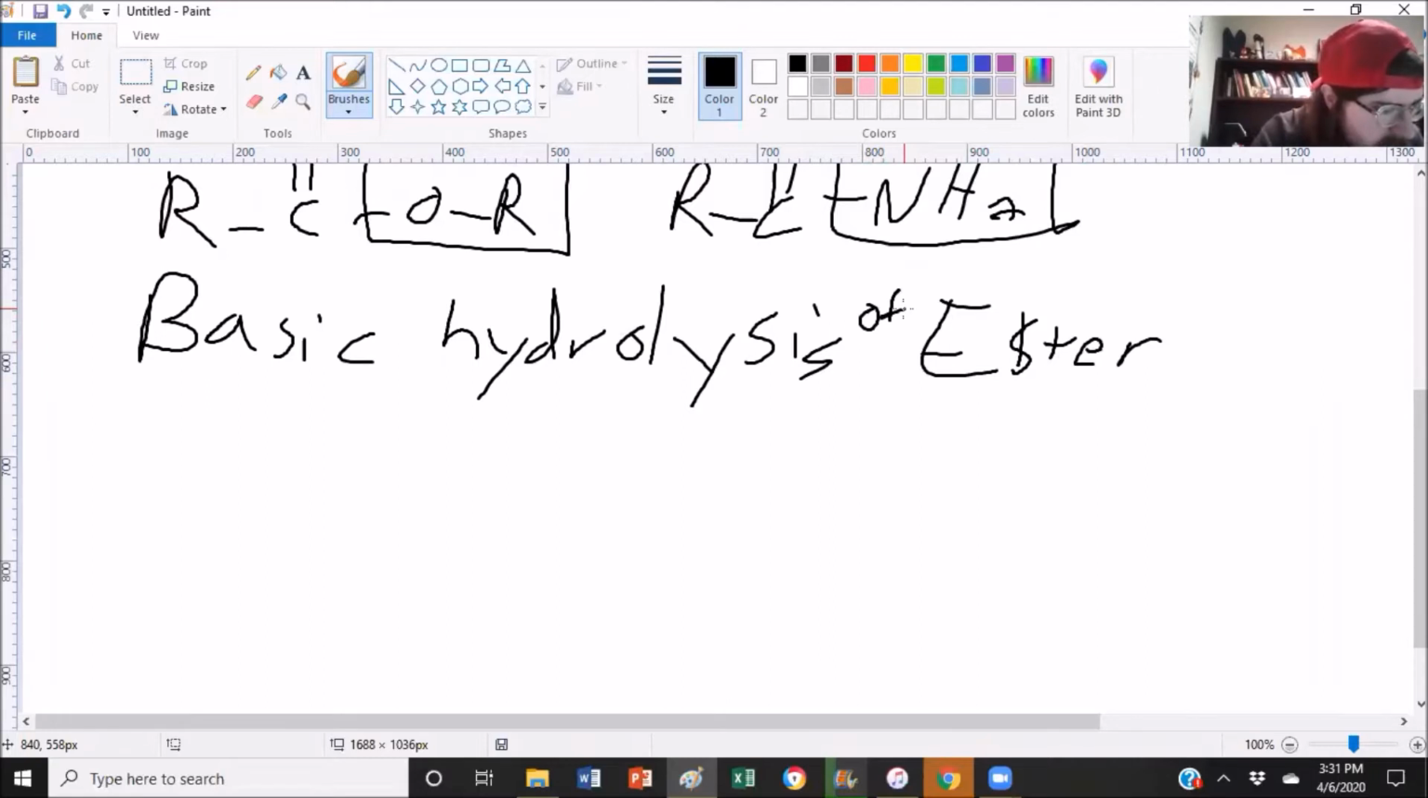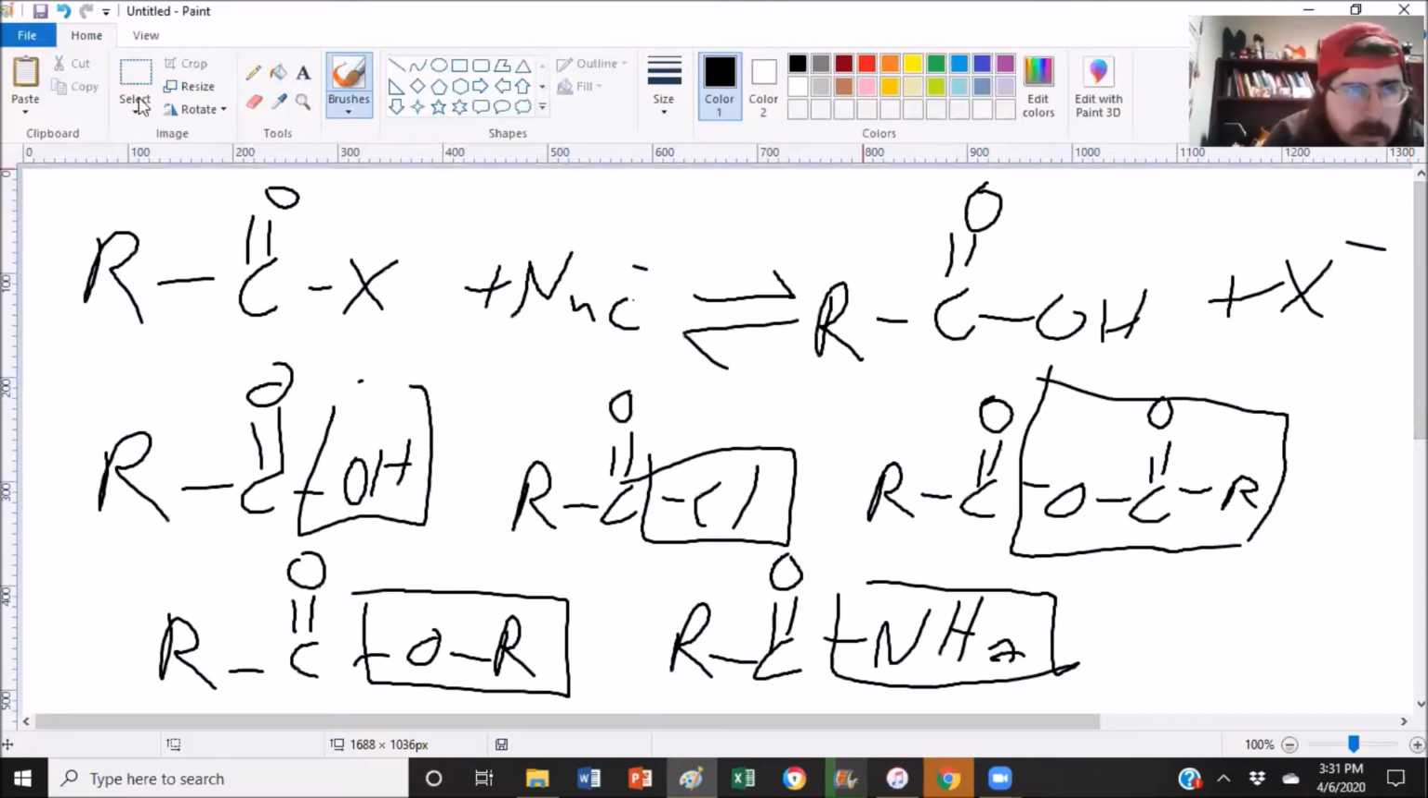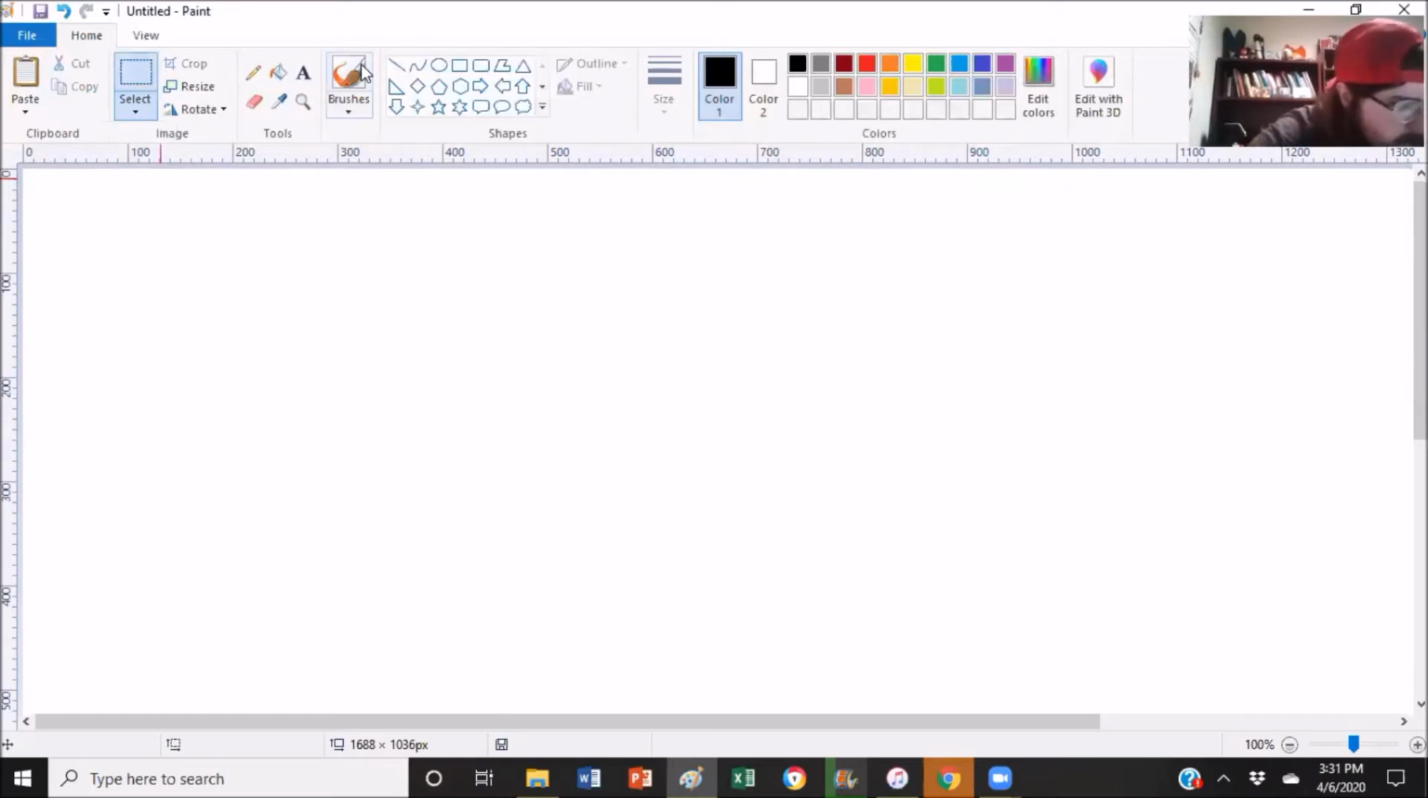So the mechanism is as follows. I'm going to go ahead and clear this so I have plenty of room to work. I hate to. So the mechanism is as follows. We start with our ester.